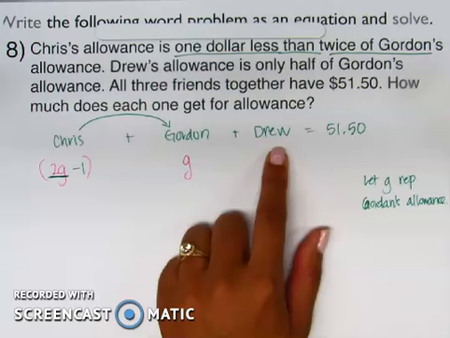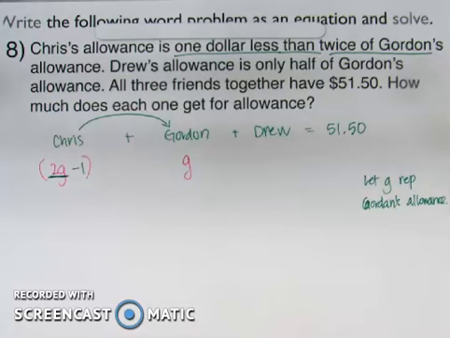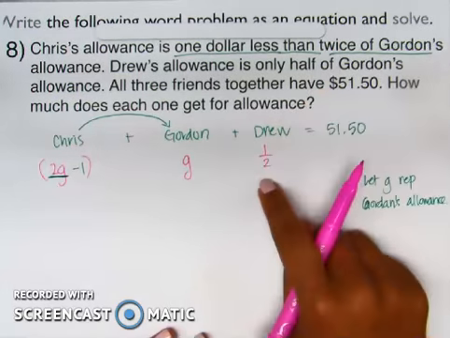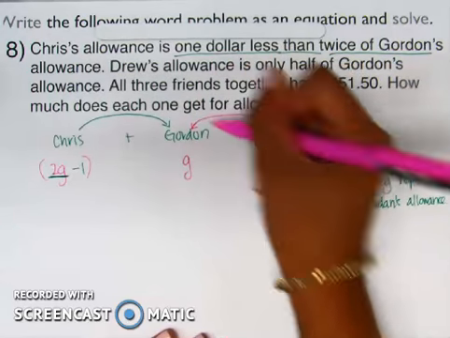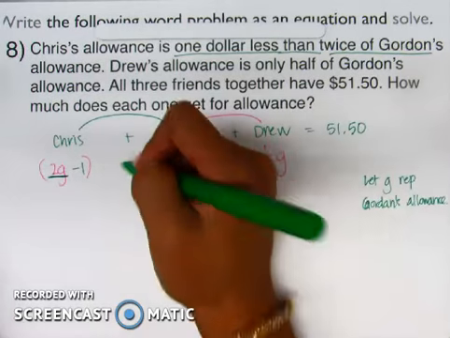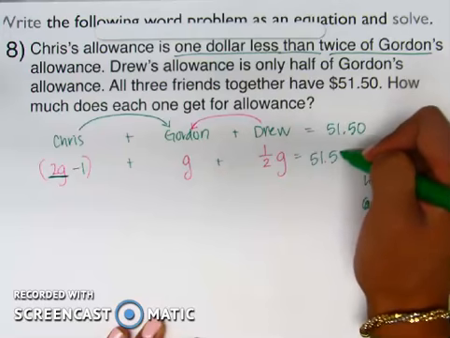Now, what about Drew? Well, according to the problem, Drew's allowance is only half of Gordon's allowance. So I'm going to take half, but half of whose allowance? We're going to take half of Gordon's. Gordon is G, so we're going to take half of G. So now that I have that, I can go ahead and complete the equation and have it equal $51.50.